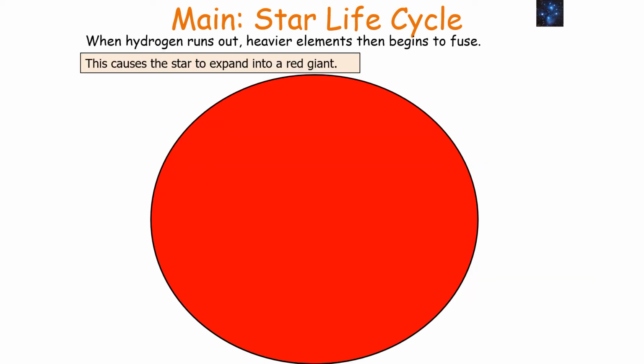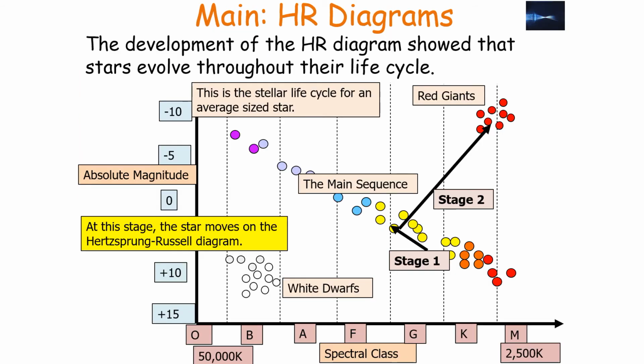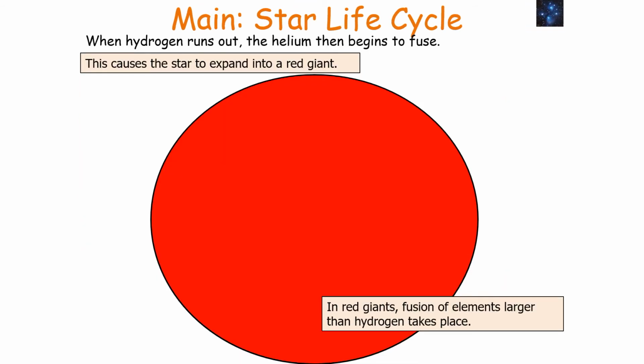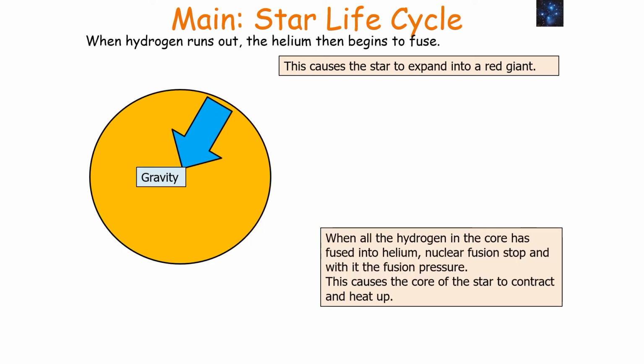Now when the hydrogen runs out, heavier elements begin to fuse, and it causes the star to expand to a red giant. This is the next phase of our particular life cycle, which is shown at this point on the Hertzsprung-Russell diagram. Now in red giants, fusion of elements larger than hydrogen takes place. So when all the hydrogen in the core has fused to helium, nuclear fusion stops, and with it fusion pressure leaves. As a result, this causes the core of the star to contract, and then it heats up.